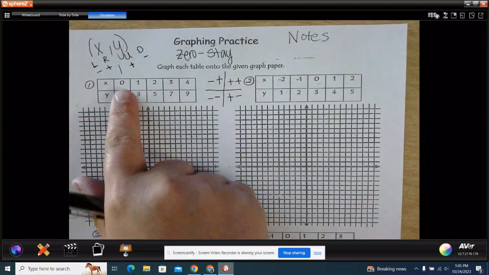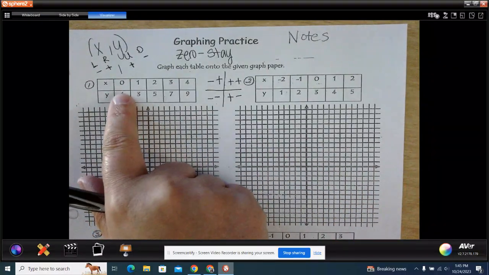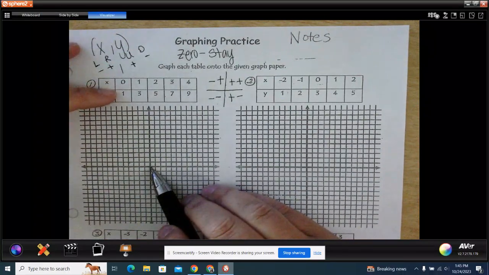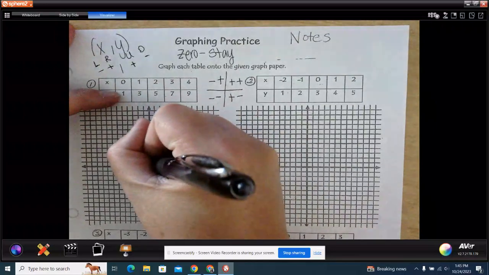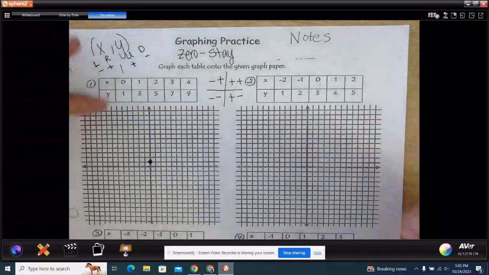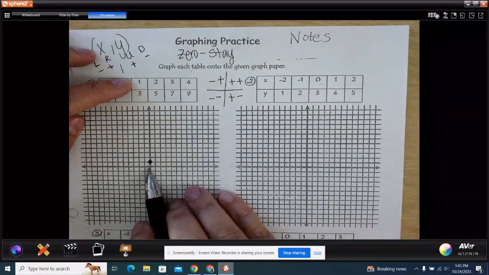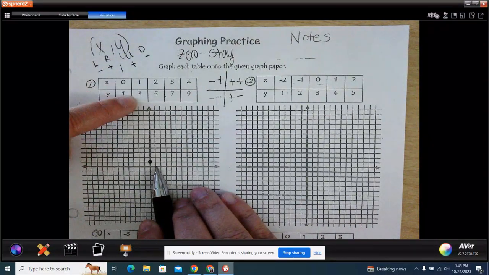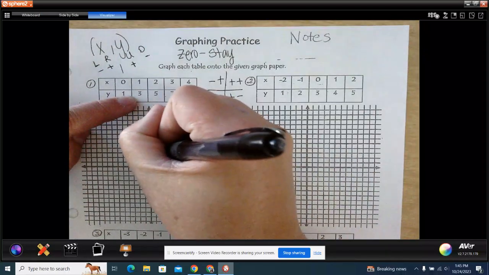So let's go ahead and practice graphing. So first one is (0, 1). So we start at the origin. 0 means we don't move left or right. The y tells us to go up one spot. We have (1, 3). So again, start at the origin. 1 is positive. We'll go to the right one space. Then 3 is going to be positive, so we're going to go up 3 spaces.